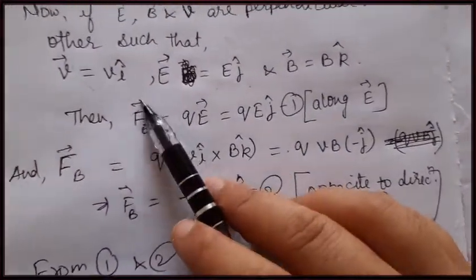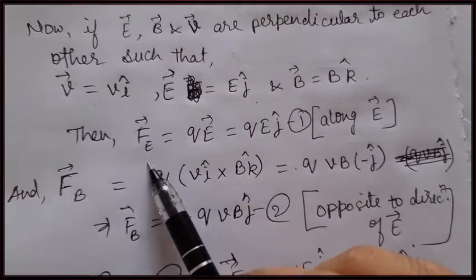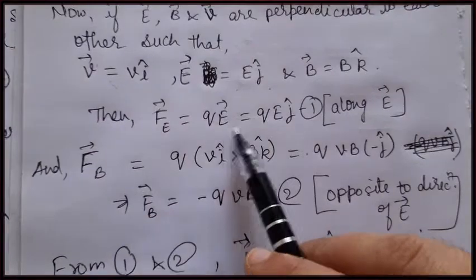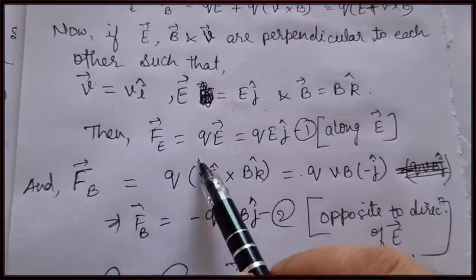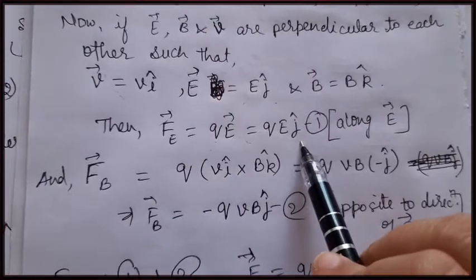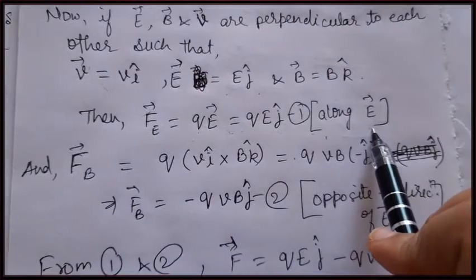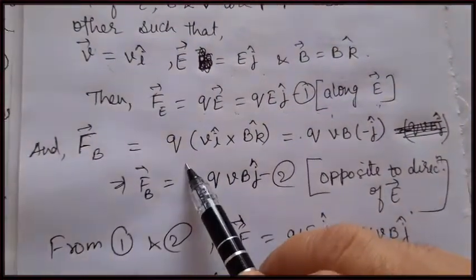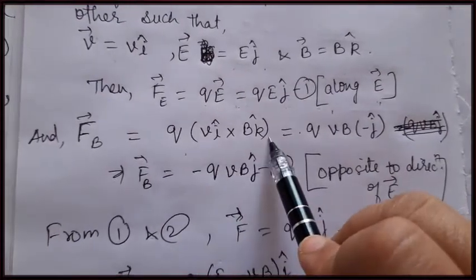Now, using these specifications, we find the force due to the electric field. It is given by Q into E, we already know that. So, vector QE, and obviously its direction will be along j cap, which is the same as the direction of the electric field. Similarly, we find the force due to the magnetic field. It is given by Q into V cross B.